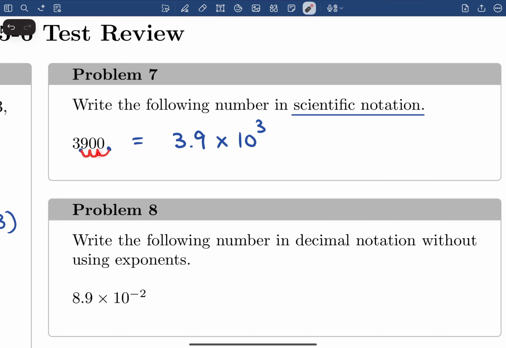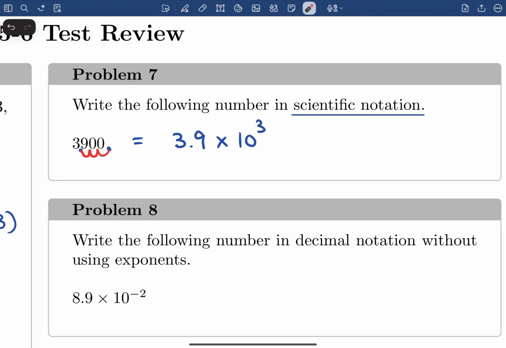The amount of places that I move my decimal is the exponent. And if I'm taking a larger number and making it look smaller, I have to raise it to a positive exponent. Okay? Now, if this was a really small number that I was trying to make bigger, then it would be a negative exponent. All right, so you have to be careful. You have to decide, am I taking a bigger number, making it smaller, and writing it in scientific notation? Okay, then I need a positive exponent.